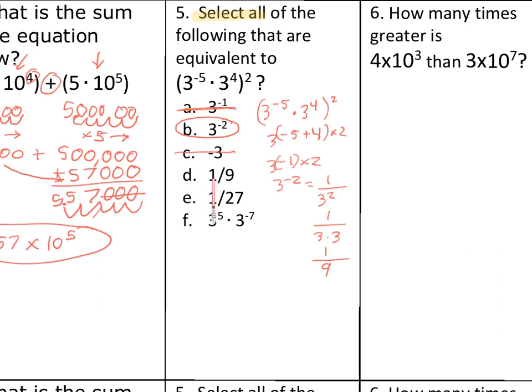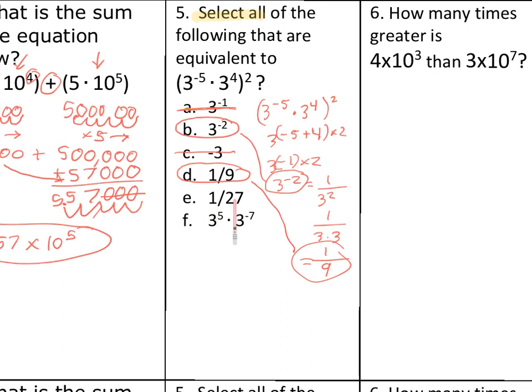D, 1 divided by 9 was the final answer. So 1 divided by 9 is the actual correct answer, because that came from down here. So actually, let's circle this. So that came from there. That came from there. So far, so good.